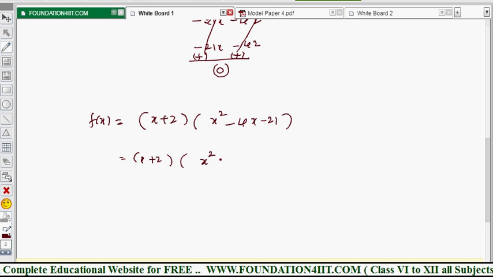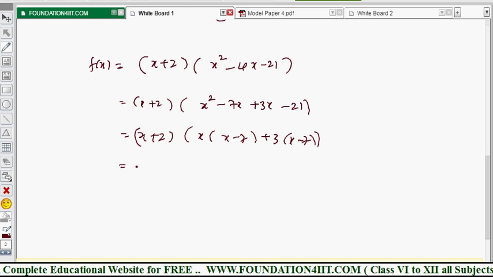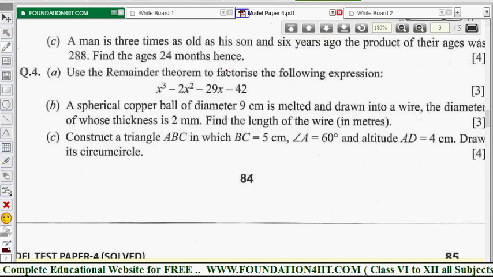So x square minus 7x plus 3x. Minus 7 plus 3 is minus 4, and minus 7 times 3 is minus 21. So according to that, take x common: x into x minus 7, plus 3 common: 3 into x minus 7. Then finally we have the factors x plus 2, x minus 7 and x plus 3. So these are the three factors: x plus 2, x minus 7 and x plus 3. Right? You can solve this in this way. And see the next one.